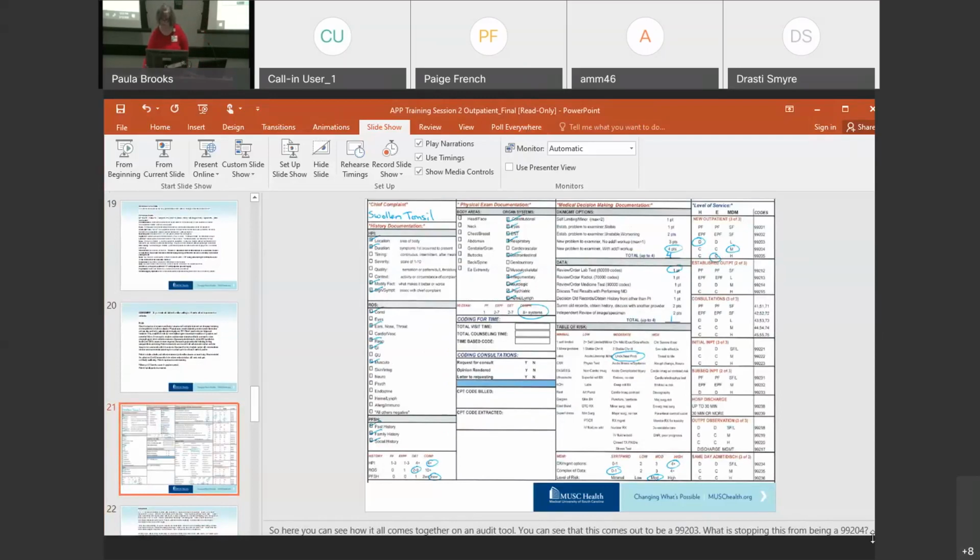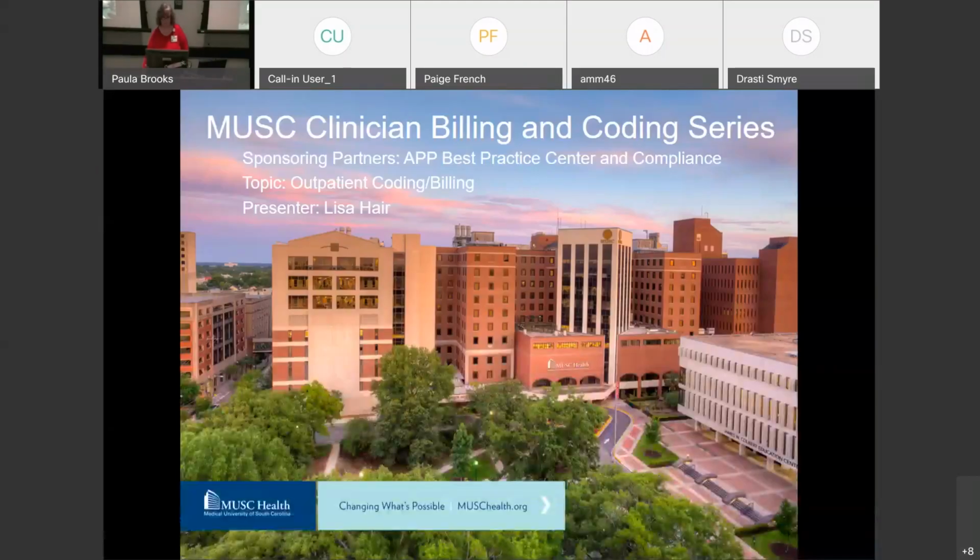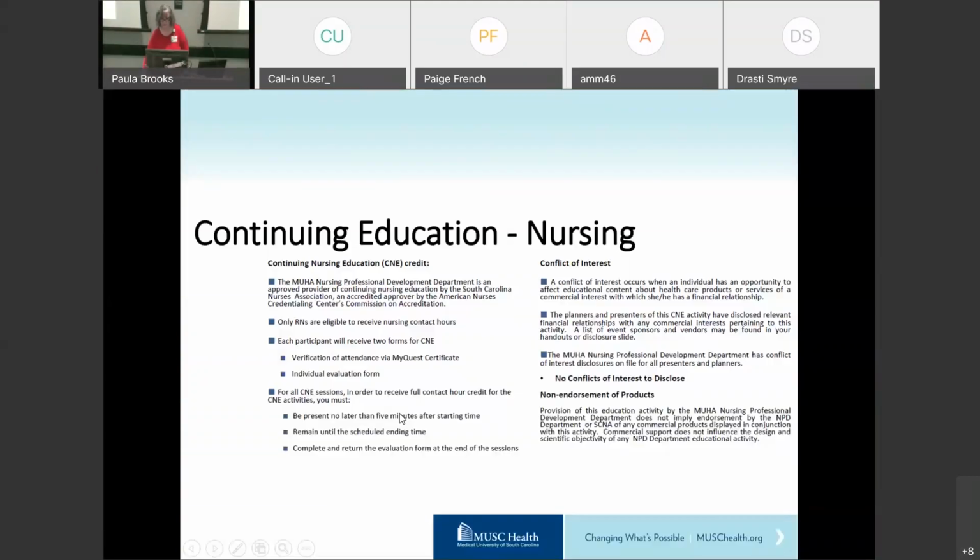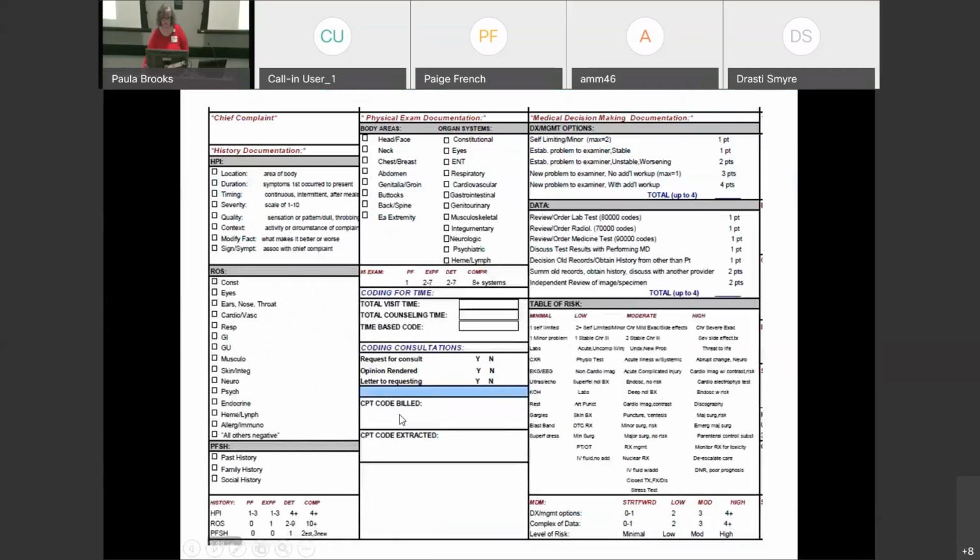So this is what it looks like when you look at it on an audit tool. I'm going to put this back in presentation mode for a minute. Oh, really? I didn't see that.